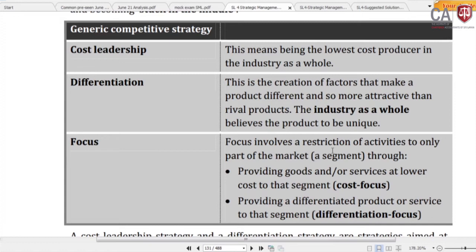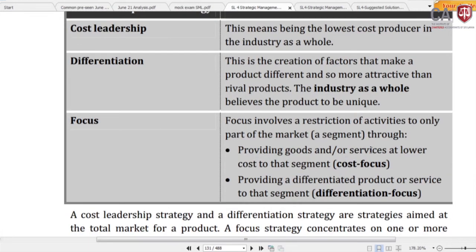So the first one is providing goods or services at lower cost to that segment. That is one option. In the selected segment, we can offer the good at the lowest price, right. Then the other option is providing a differentiated product or service to that segment, differentiation focus. We are going to offer a differentiated product for the selected segment, right. Cost focus may not be practical. It is not practical to offer the good at the lowest price because state universities are available, right.